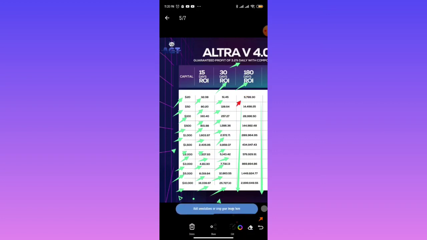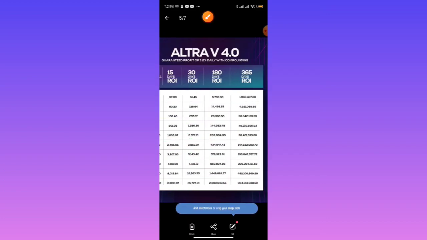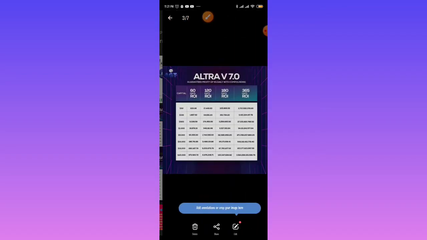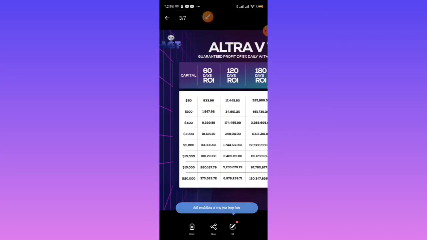For your $50, you'll be earning 14,000. For your 100, you'll be earning $28,000. For your 500, you'll be earning $144,000. Same as $1,000, about $289,000. So this is the ROI, your return on investment, if you do the bot 2, which is for UltraBot 4.0. So this is your bot, and then the third one I'm talking about here is the 60 days bot.